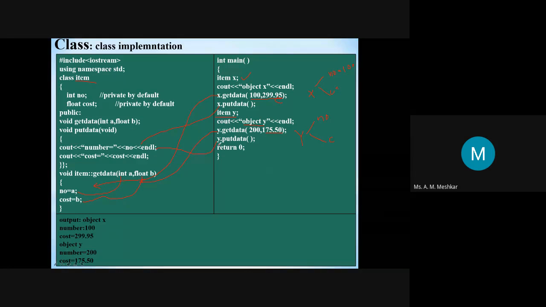Y dot put data जैसे कॉल होगा, यहाँ number is equals to इसके no की वैल्यू, cost is equals to इसके cost की वैल्यू. This is how the parameterized member functions, and member functions can be defined inside the class also and outside the class. Just you have to remember the thing, when we define the functions outside of the class, you have to use scope resolution operator along with the class name.